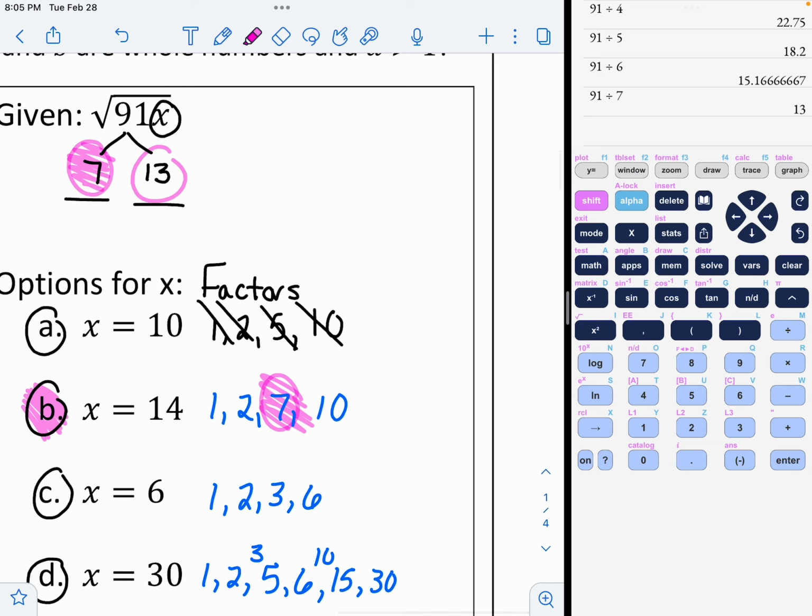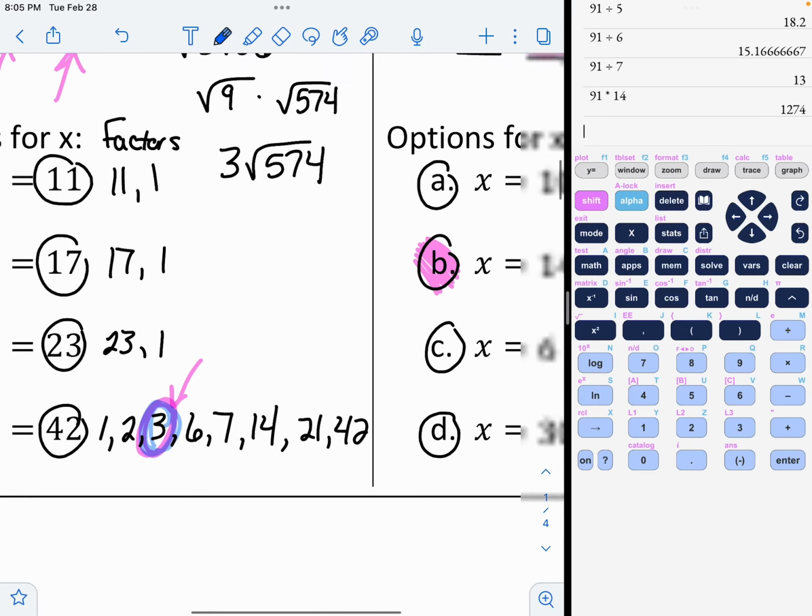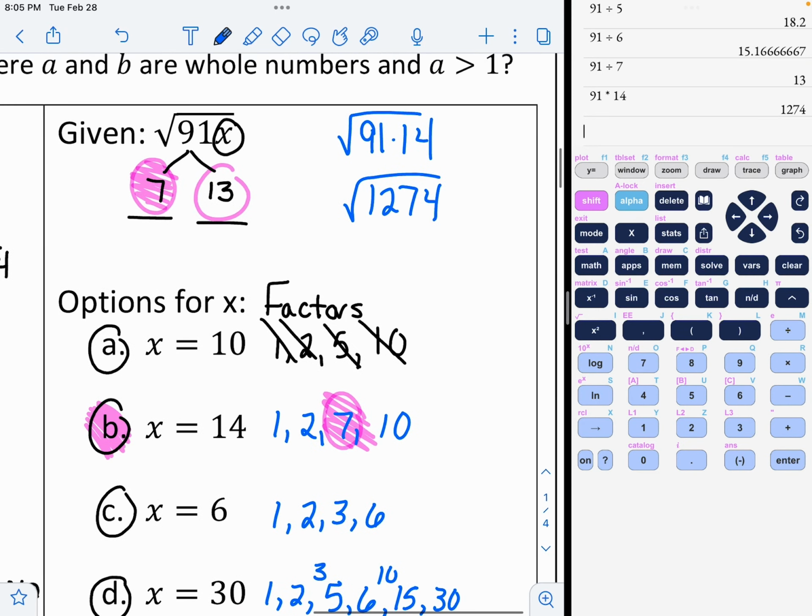Now, if we wanted to show that option B is my answer, I would do 91 times 14, because that's what option B is. And I would get 1274. And then I would have to work my way down that list, the way that I taught you, until eventually we get to 49. So let's see, what is that divided by 49? That's a 26.